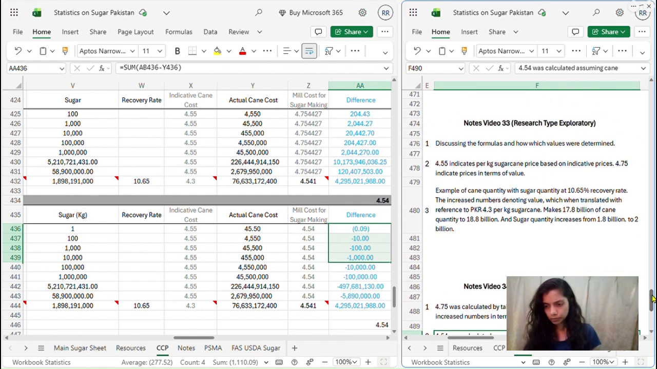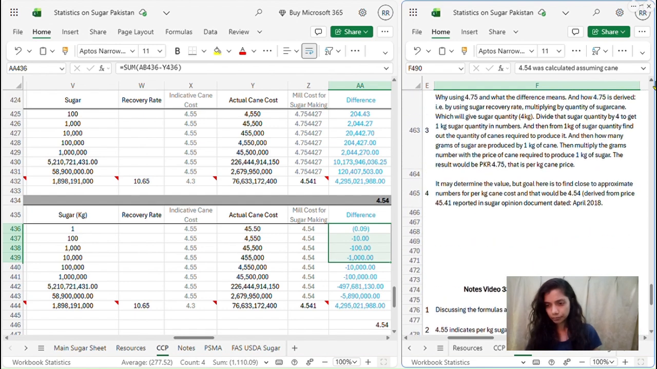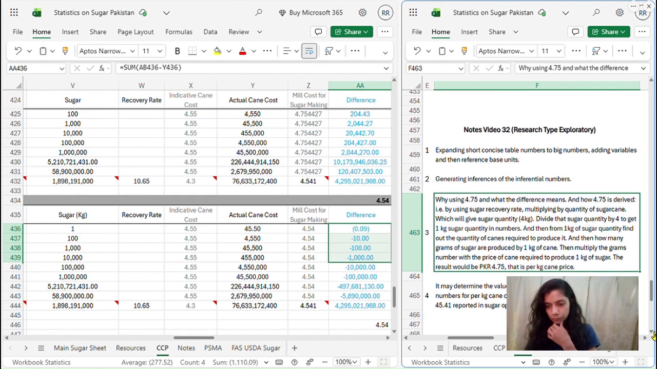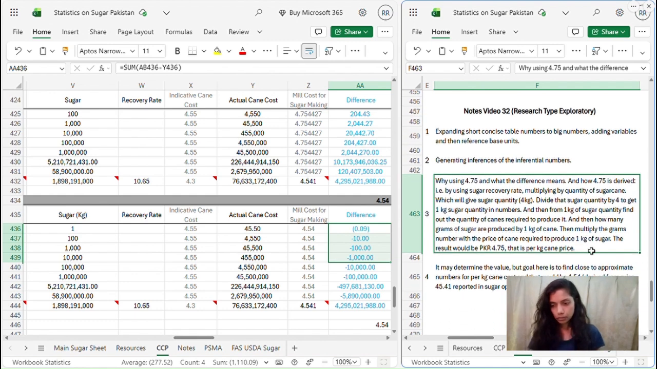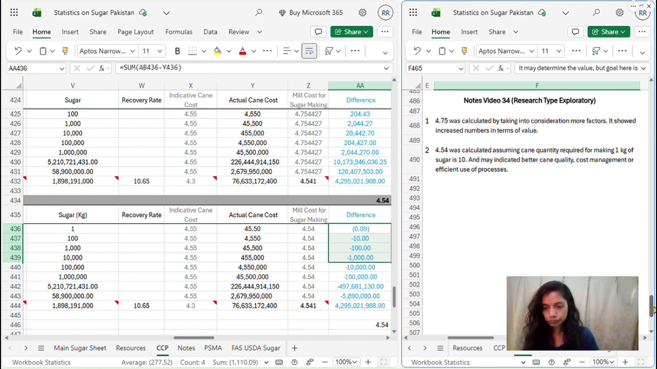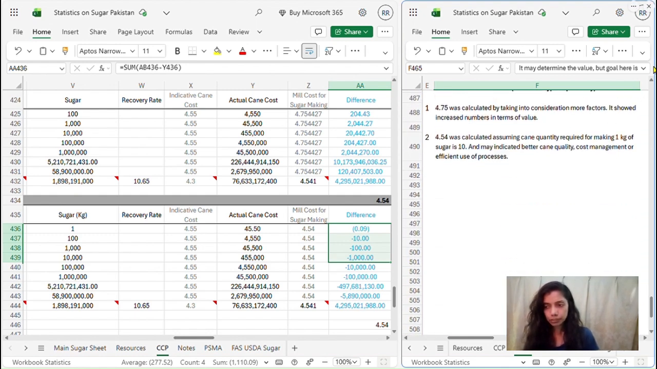So previously we did, I think for the 4.75 here, we did it in the video number 32. So this is how we arrived at the 4.75 number, and it took many steps in reverse calculation. While for 45.41 we only divided with the quantity of cane and got the number, and we did not consider the sugar recovery rate and all the cane sugar quantities and all. So that was the difference.